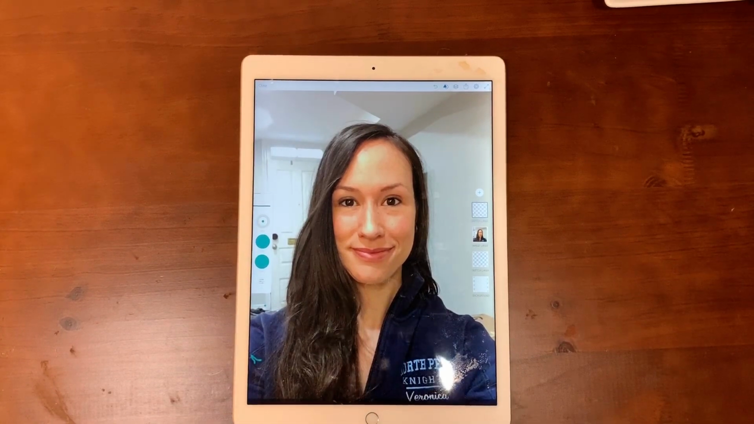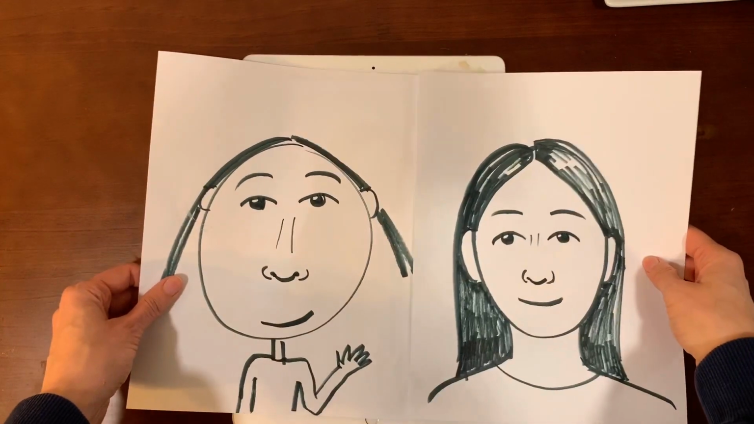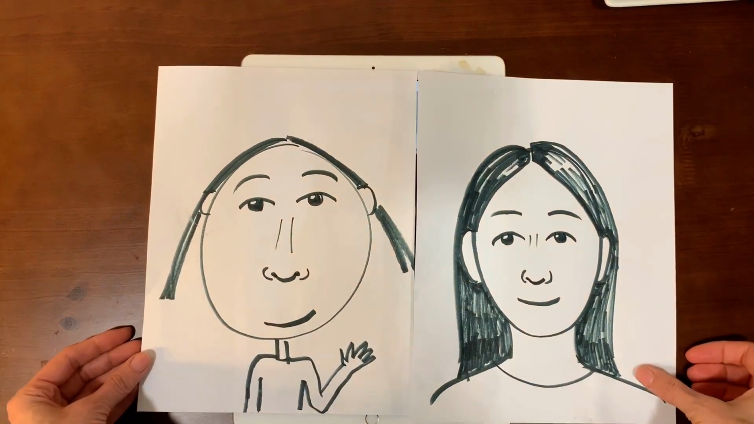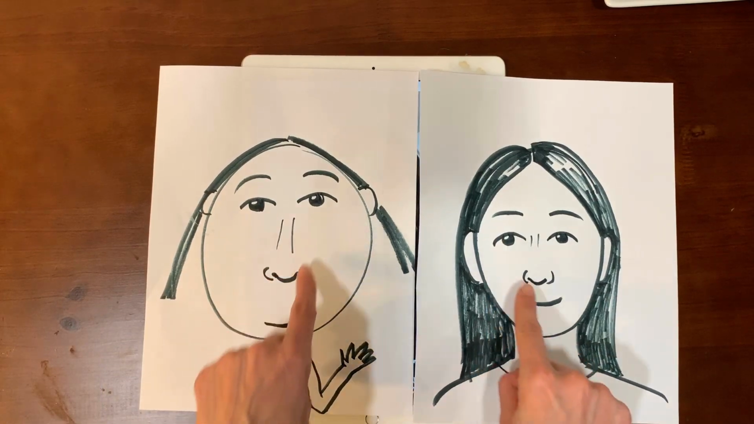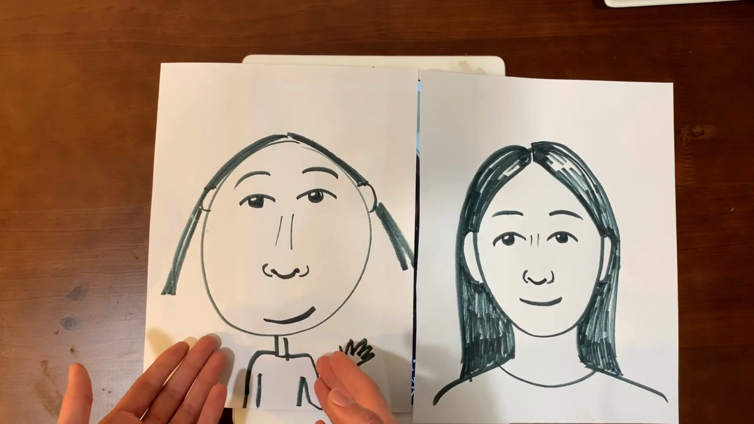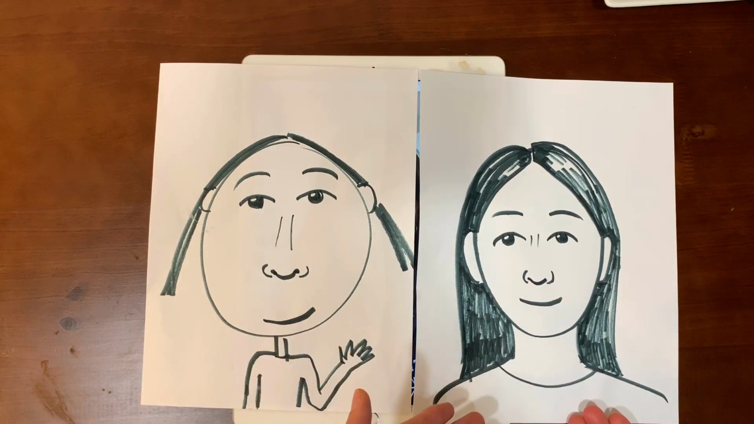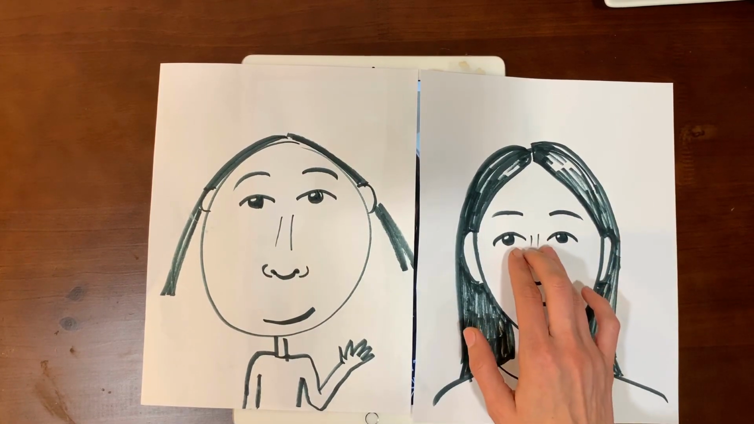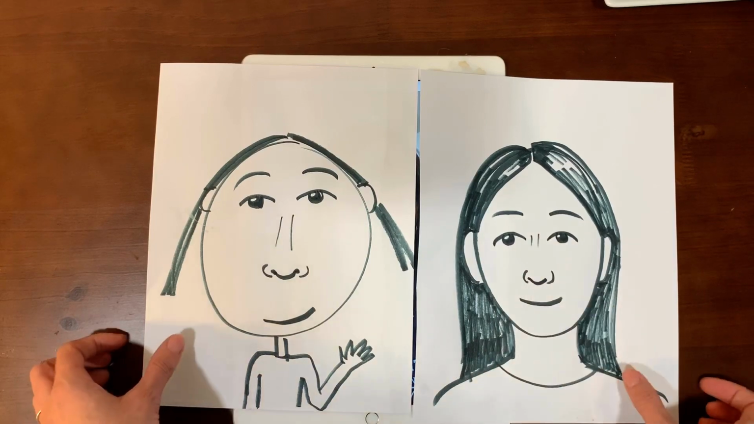Now let's take a look at two pictures. Both of these drawings here have the exact same features. The eyes are the same, the nose shape is the same, the mouth is the same. But one of them looks really strange, while the other one looks more like a person. We're going to talk about why that is. When you draw people, you have to make sure that the eyes, the nose, the mouth go in very specific locations.